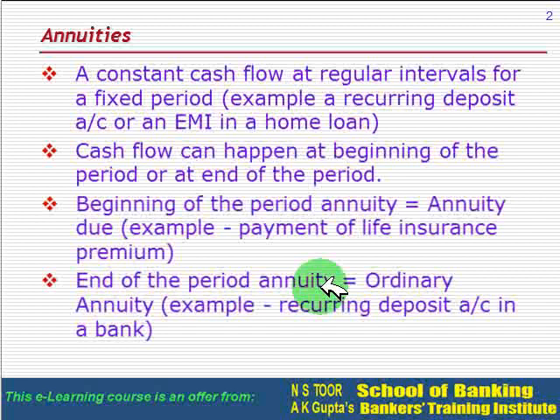End of the period annuity is called ordinary annuity, like a recurring deposit account in a bank. In a recurring deposit account, the amount can be deposited by the end of the month. So hence the recurring deposit account example becomes an ordinary annuity. So when cash flow is at the beginning of the period, it is annuity due. When it is at the end of the period, it is ordinary annuity.